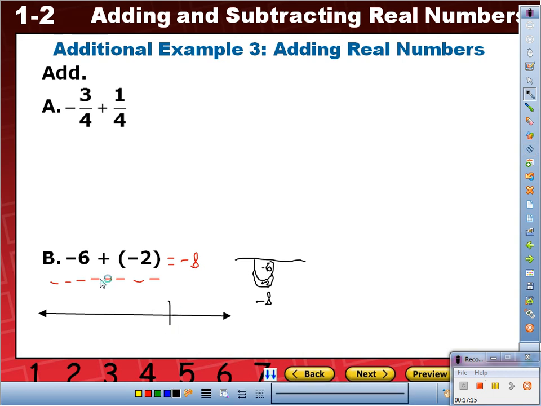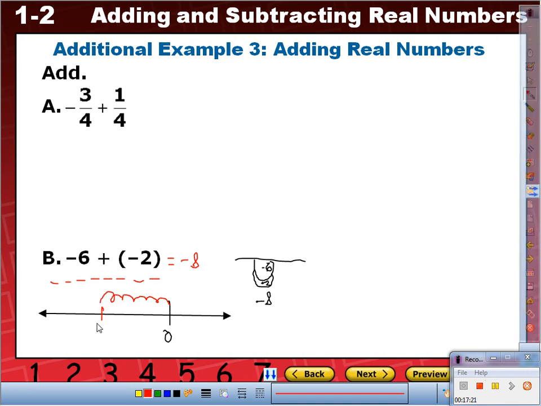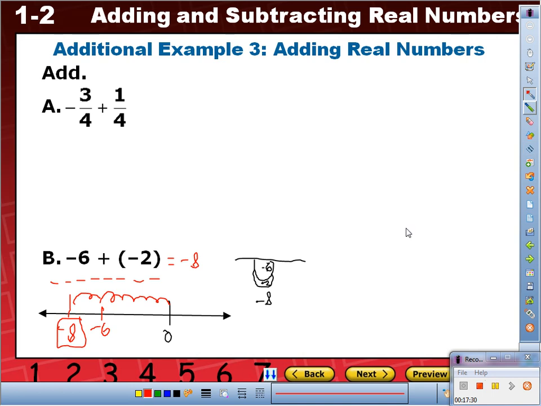And then once again, we start at 0, and then we jump 6 spaces to the left. 1, 2, 3, 4, 5, 6. We end up at negative 6, and then 2 more. 1, 2. So therefore, we end up at negative 8. So far, so good? And the last one, using the absolute value, I'm just going to use it here.